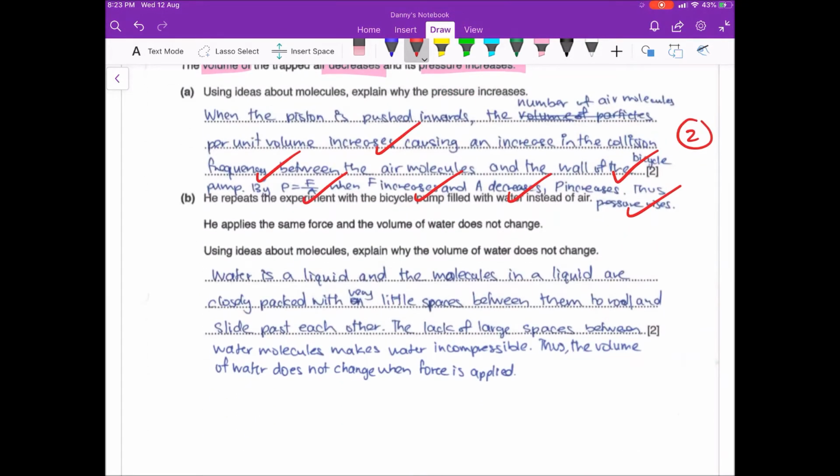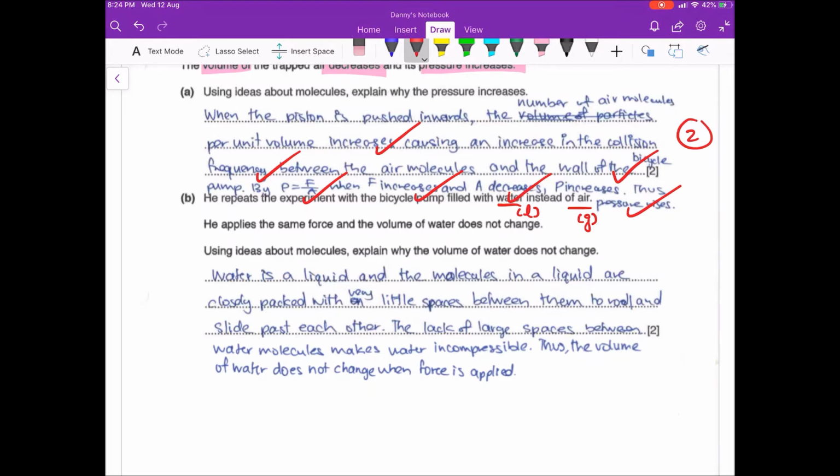Okay, he repeats the experiment, and this time round he used water instead of air. So between water and air, what is the key difference? Water is liquid, air is gas. So one is compressible, the other is not. So just by reading the context, you need to quickly pick up the key differences. He applied the same force, volume of water doesn't change. Why is it so? In other words, they are asking you, why is liquid incompressible? So whether something is compressible or not depends on 2 things.